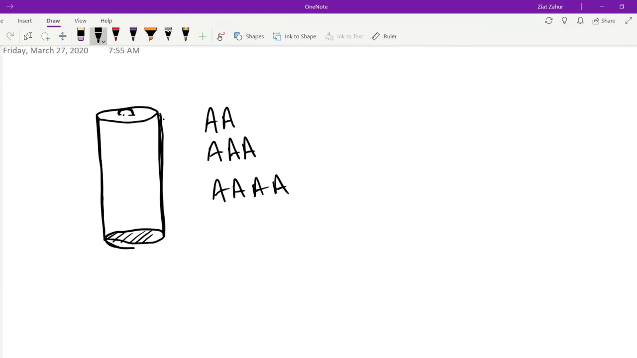So chat, which side is the negative side of the battery? If you ever looked at the packaging or the wrapping, it actually tells you which one is plus and which one is minus.